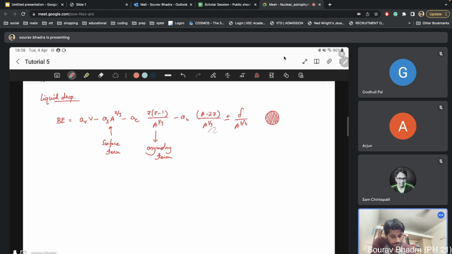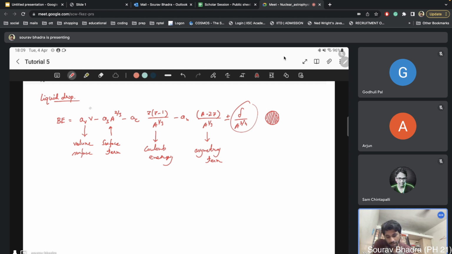So this was the asymmetry term, where A minus 2Z is there. The second one is the Coulomb energy, and I will come to the last term at the end. Just focus on the first term, which is the volume energy term. So first is volume, second is surface, then the Coulomb energy, then the asymmetry term, and there is an additional term delta by A to the power 3/4, that I will come to later.